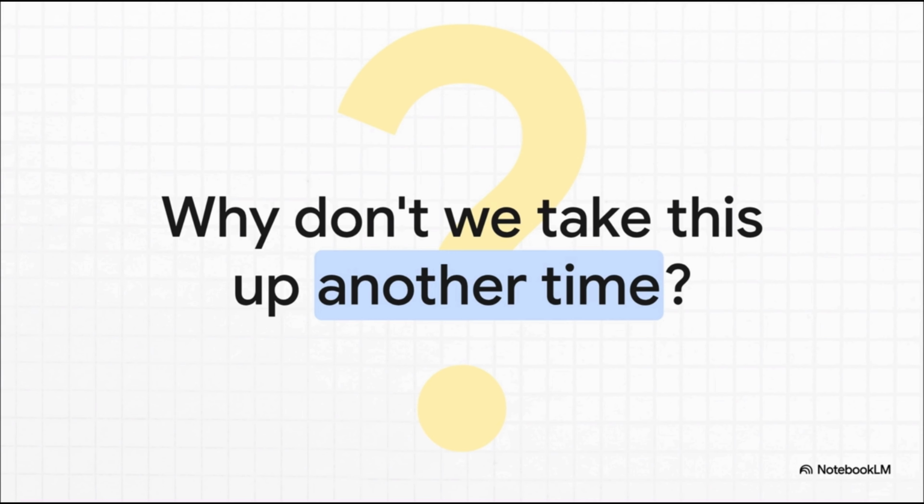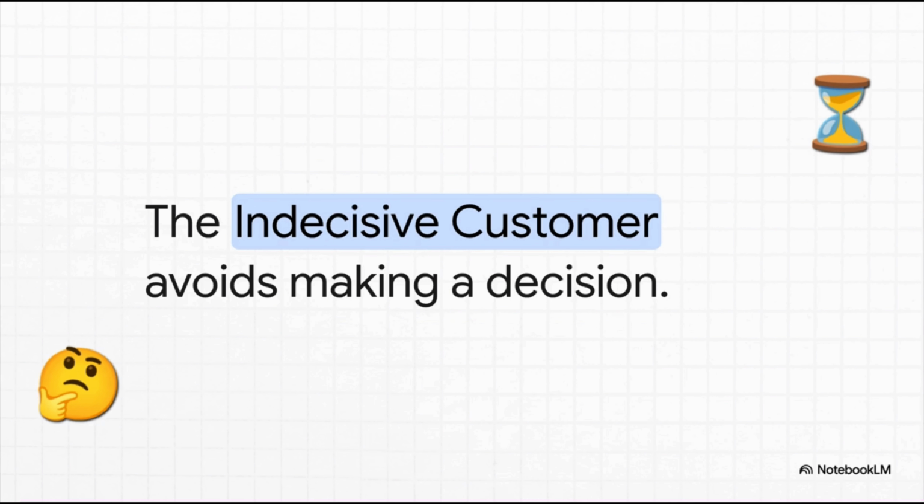You're trying to close a discussion, maybe finalize a plan, and the customer dodges you with, "Why don't we take this up another time?" Listen to the evasiveness in that question. Which of our archetypes relies heavily on this specific avoidance tactic? The correct answer is the indecisive customer, or in some professional contexts, we call them the reluctant customer.